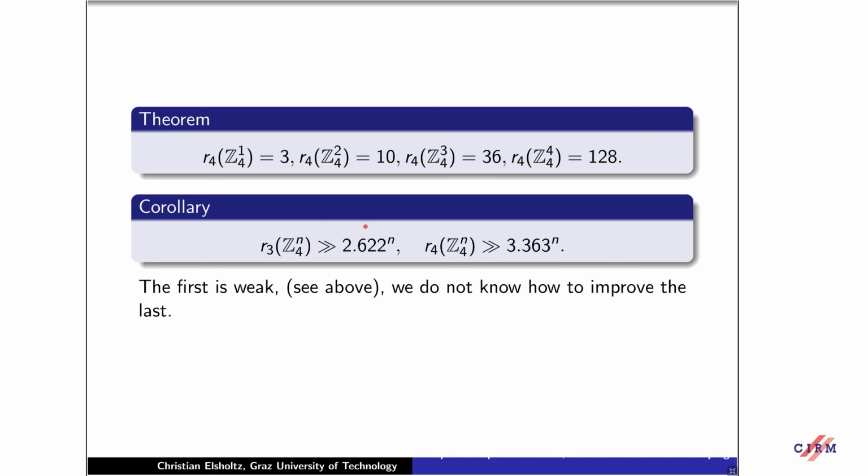because I told you earlier the lower bound is of size 3 to the n over square root of n.